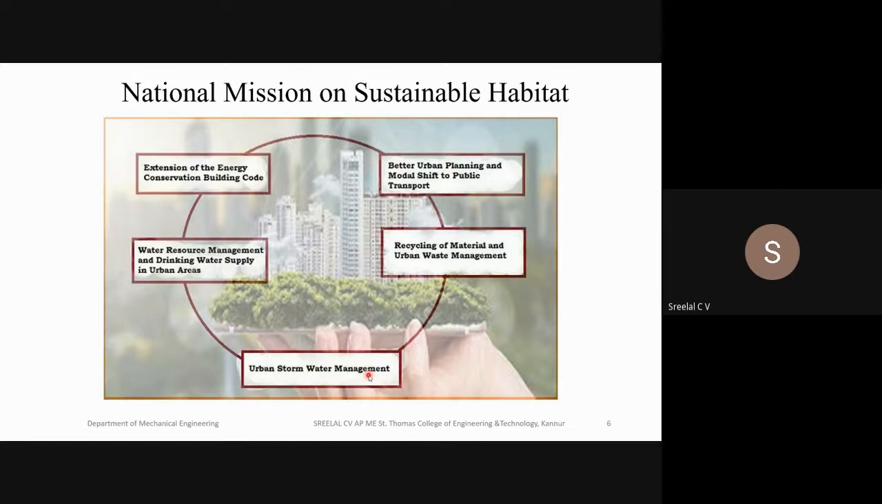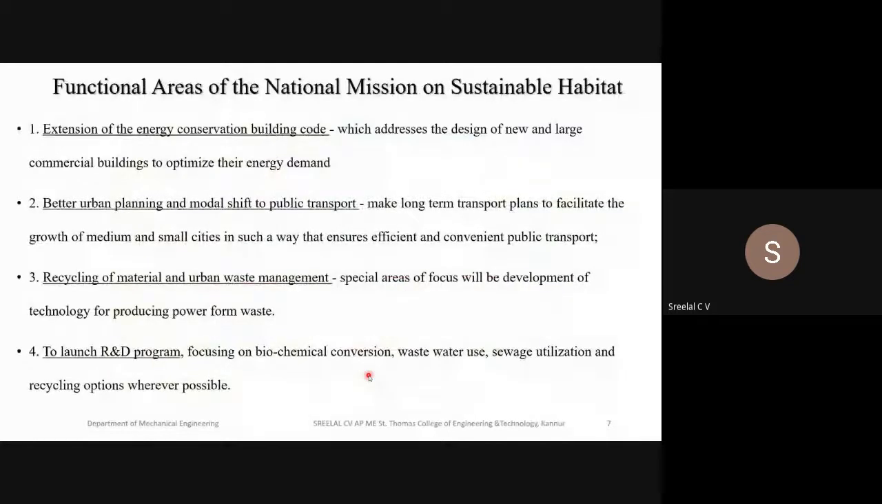So we will be categorizing the buildings on the basis of their energy consumption, and we will provide some codes. We can discuss this the same way. So these are the functional areas of this national mission on sustainable habitat.